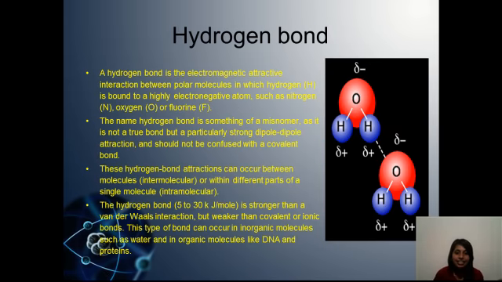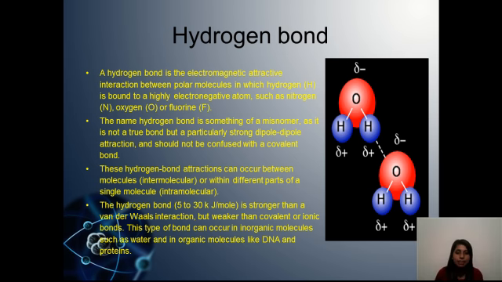A hydrogen bond is the electromagnetic attractive interaction between polar molecules in which hydrogen is bound to highly electronegative atoms such as nitrogen, oxygen, or fluorine. The name hydrogen bond is something of a misnomer as it is not a true bond but particularly strong dipole-dipole attraction and should not be confused with a covalent bond.